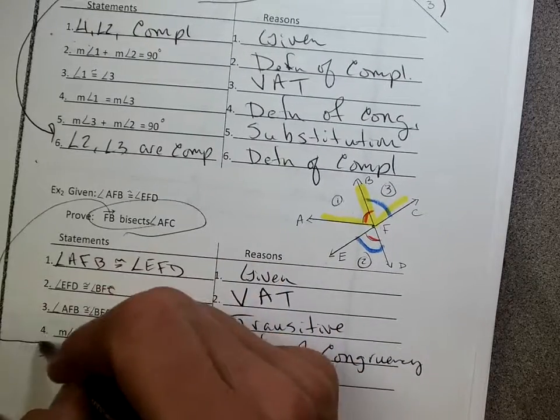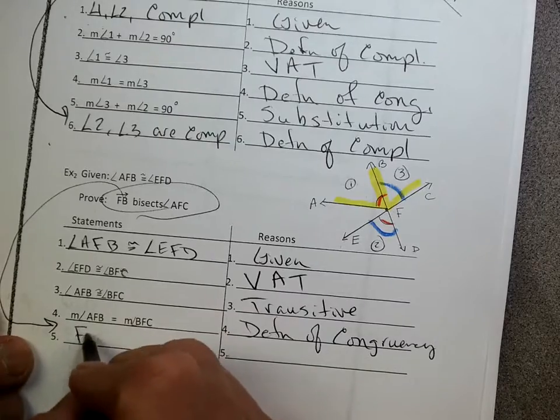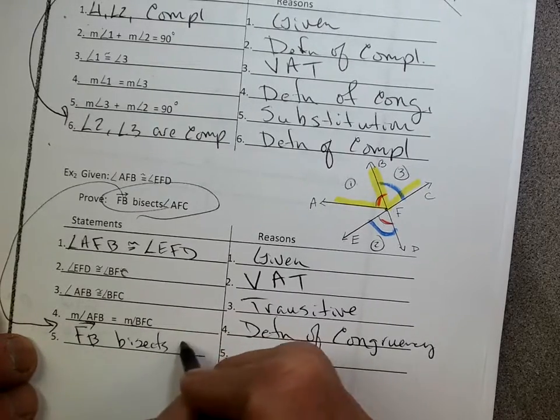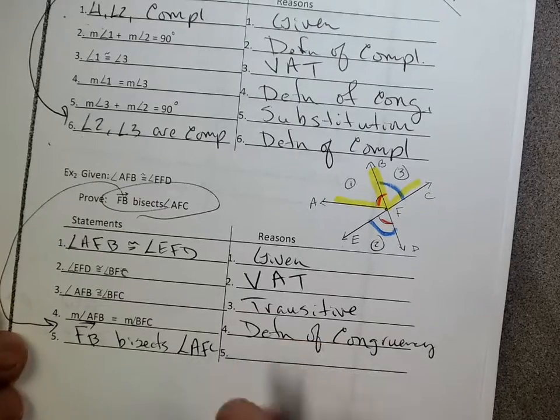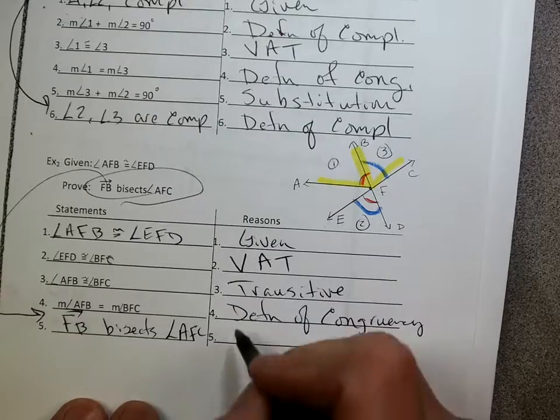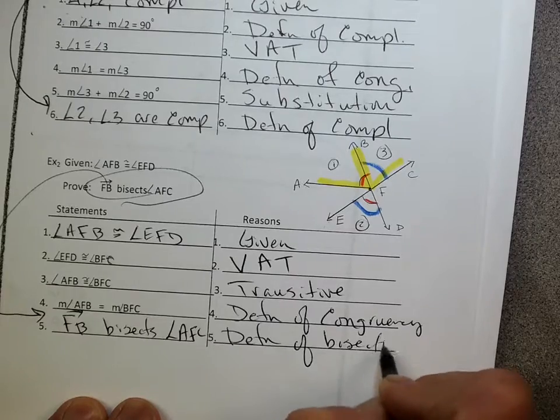And then finally, what do we have to prove? You got to put that right there. You agree? The very last step's got to be there. So we're going to go FB bisects angle AFC. So what do you think we could say? Why? Yeah, nice job. Definition of bisector. Makes sense, right? We know it goes right through the middle, and a bisector goes right through the middle.